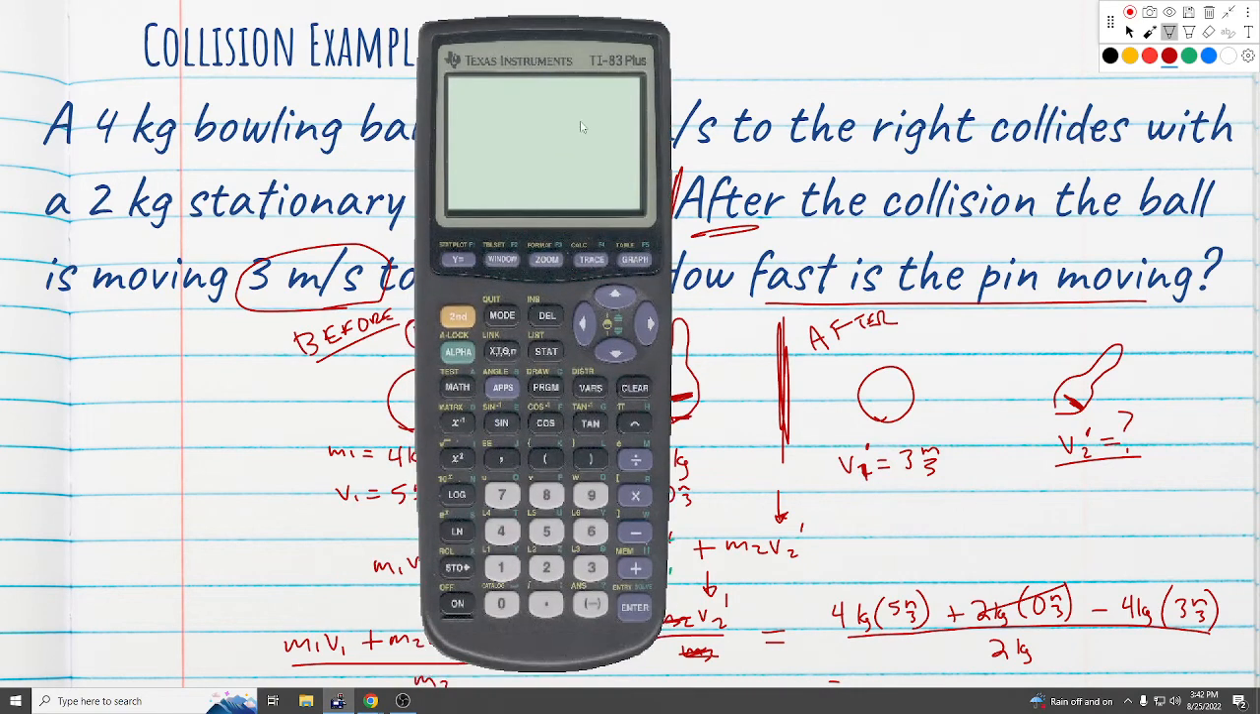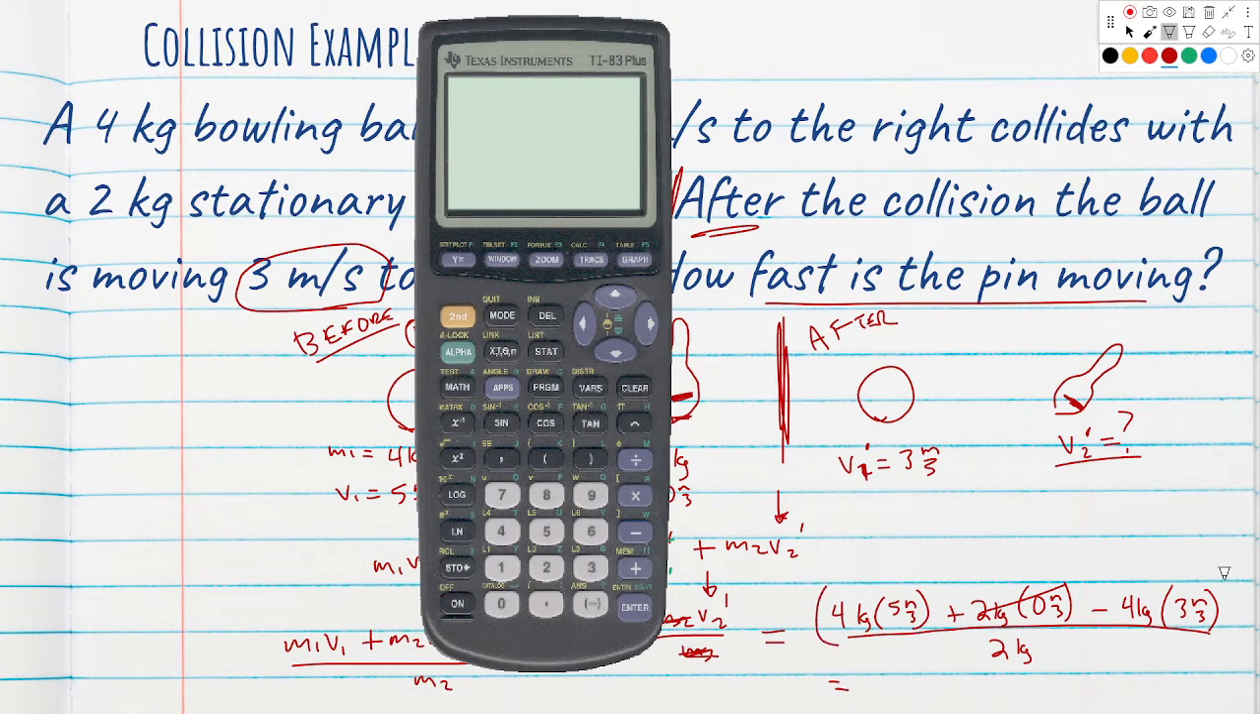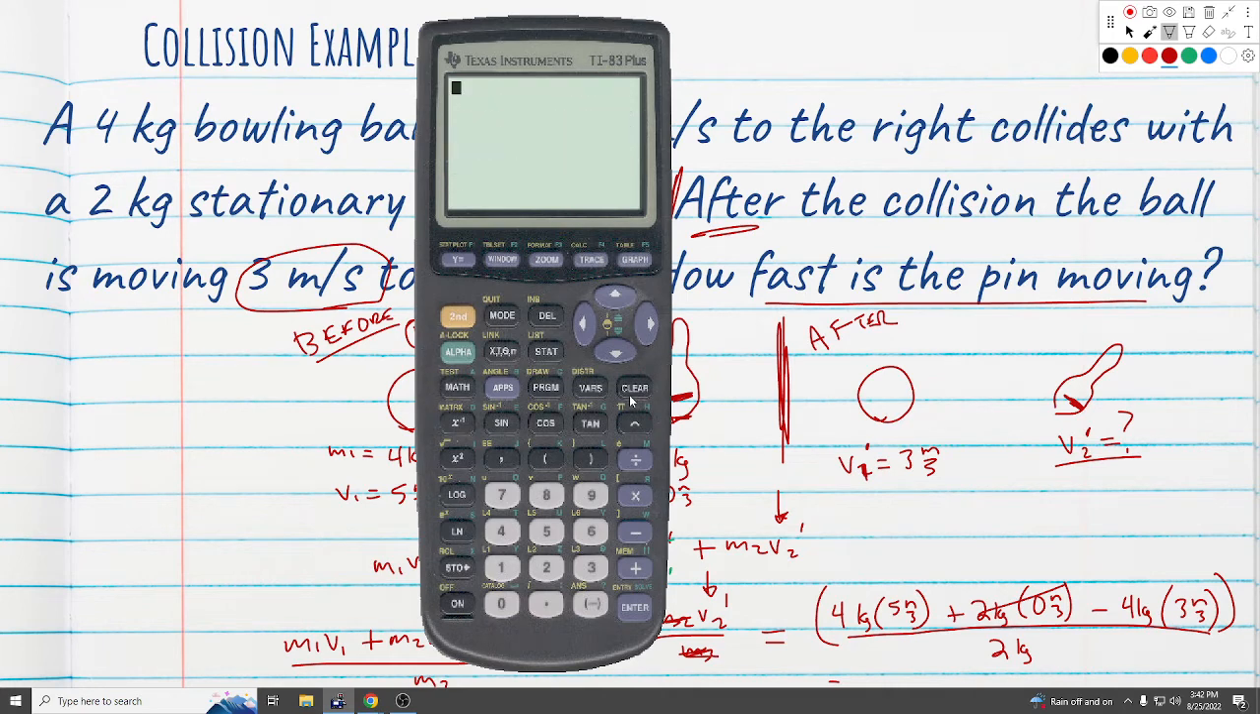We get our calculator out. Again, all that addition and subtraction needs to happen before the division, so I'm going to band that up with some parentheses right there, which on the calculator would look like that. I'll have a 4 times 5. I'm going to leave out this middle part because it's just 0. Minus 4 times 3. Close up the numerator, divided by 2, and you get a 4.